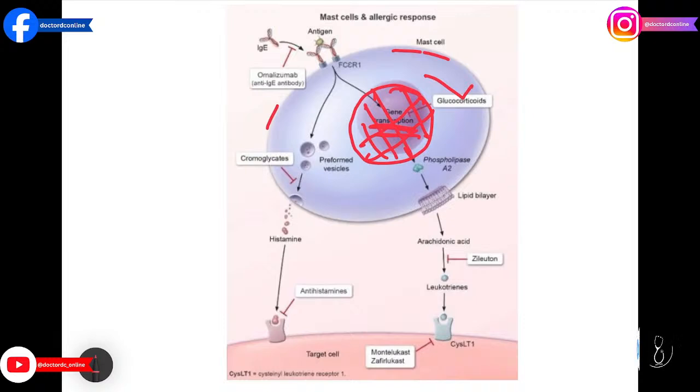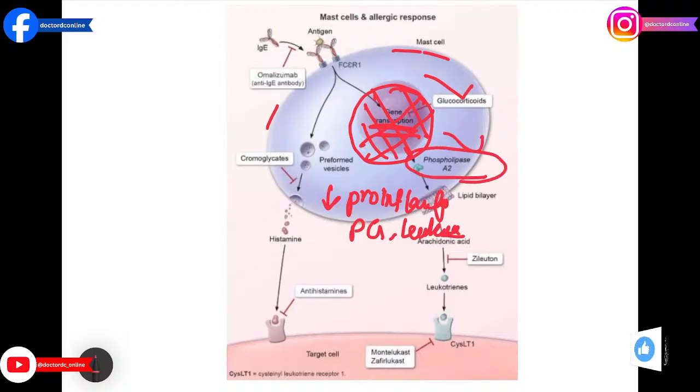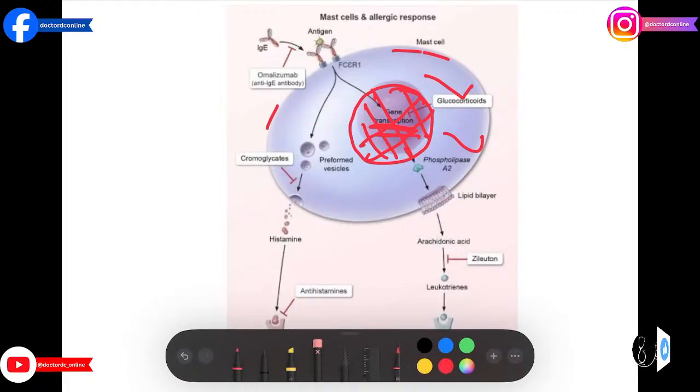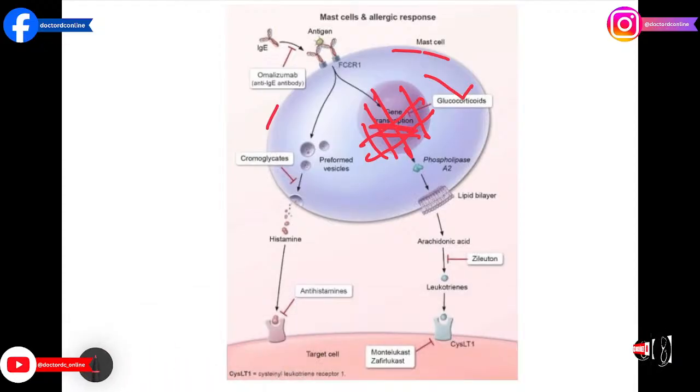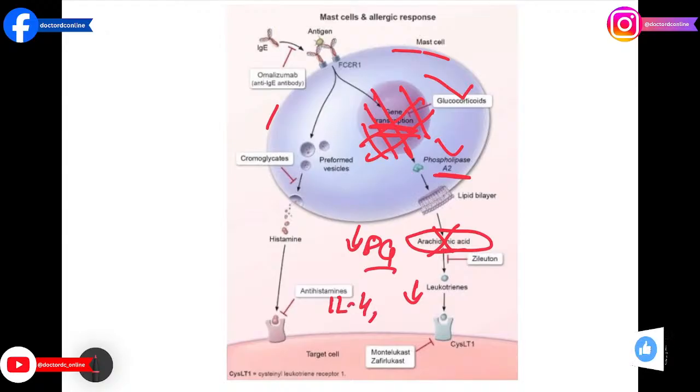To do it, there will be a decrease in local tissue production of pro-inflammatory prostaglandins and leukotrienes through the inhibition of phospholipase A2. If you guys focus, if you stop the gene transcription, there will be inhibition of phospholipase. If it is inhibited, then there will be no production of arachidonic acid. So there will be a decrease in leukotrienes and a decrease in prostaglandins. And due to it, there is a decrease in synthesis of pro-inflammatory cytokines like interleukin 4, interleukin 13.